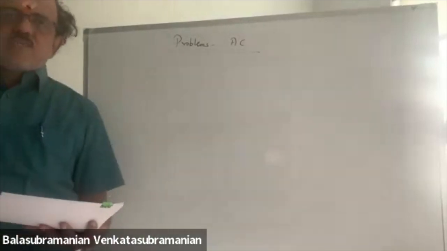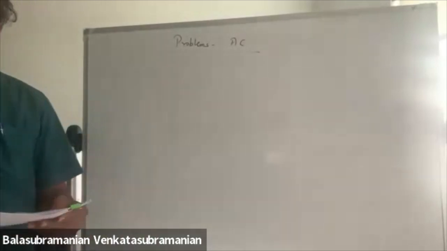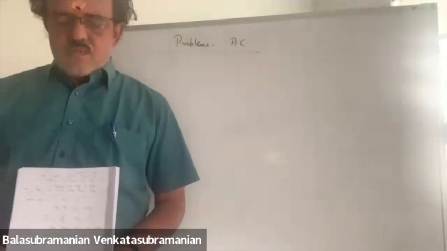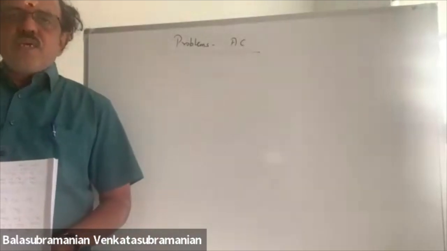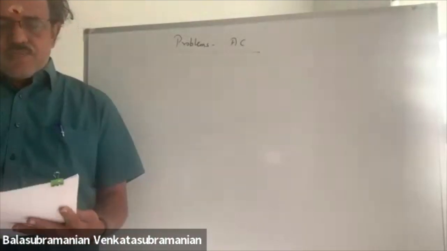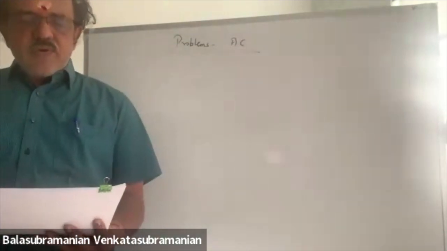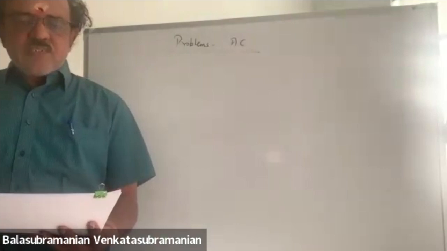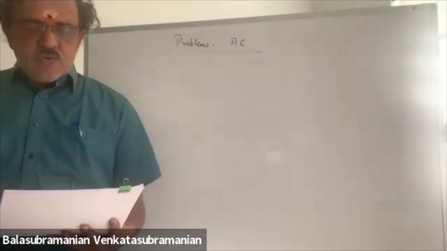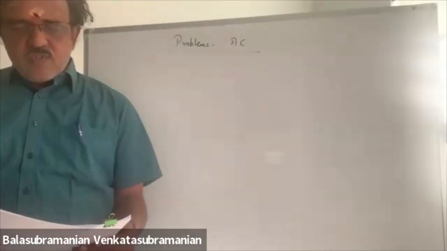Today's class we are going to discuss problems in alternating current. In the previous class we have done theory of AC. Now we are going to see problems in AC. A 100 ohm resistor is connected to a 220 volts 50 hertz AC supply. What is the RMS value of current in the circuit? What is the net power consumed over a full cycle?